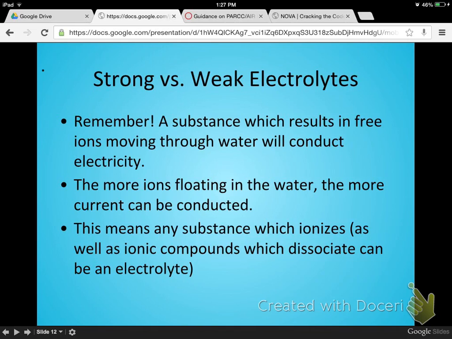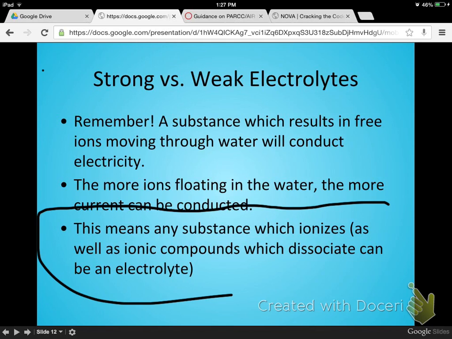So would sodium chloride be an electrolyte? Yeah, it dissociates. It's an ionic compound. Would potassium chloride be an electrolyte? Yeah, it dissociates. It's an ionic compound. Anything that ionizes. Would hydrochloric acid be an electrolyte? Yes, because it ionizes. It's not an ionic compound, but it's still an electrolyte because it ionizes.